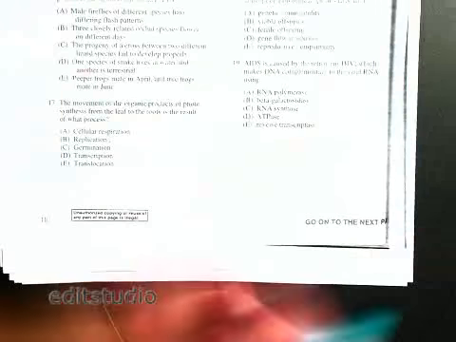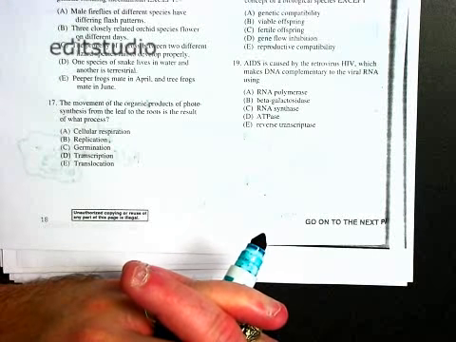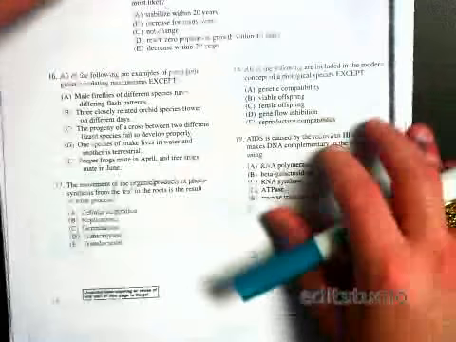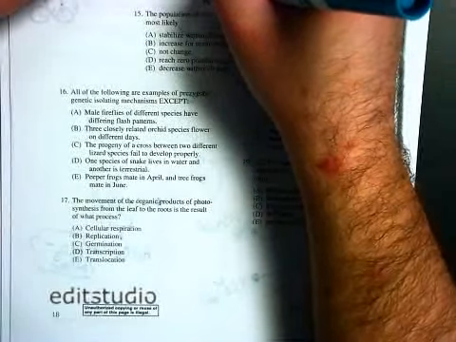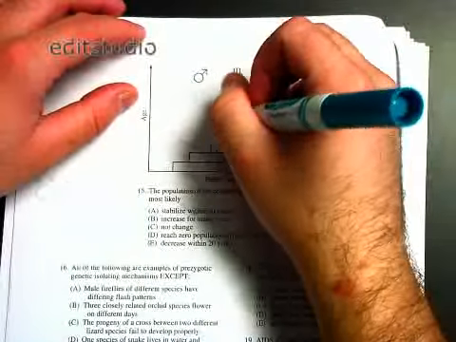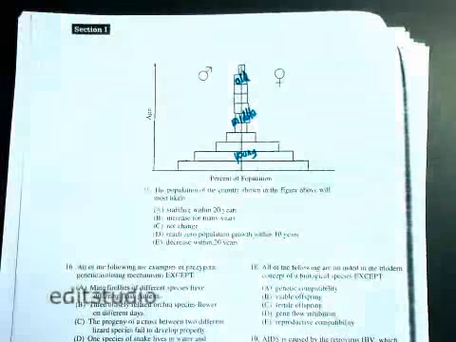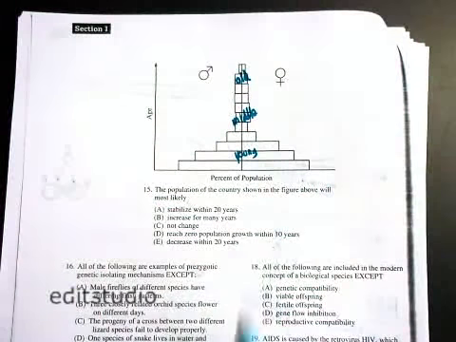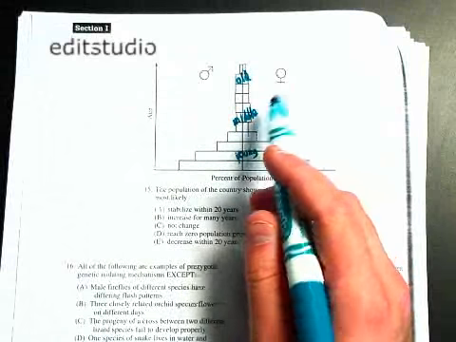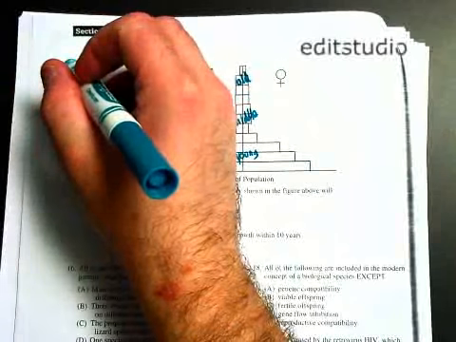Let's look at 15. How about 15? Shall we talk about 15? It says the population of the country shown in the figure above. We can see obviously there's tons of young, because remember this is going to be young, middle, and old. And it works out that there's not a lot of older people typically. There's a medium-sized amount of middle people, and there should be a fair amount of young people. And the way our country would look is something like this.